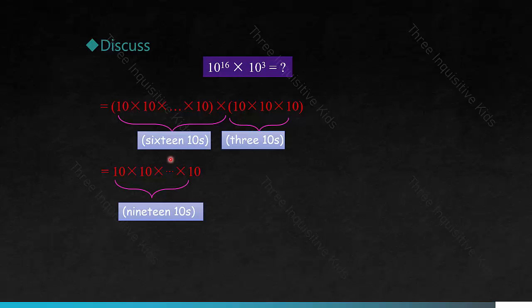And then what they did was they got rid of the parentheses, so it's an entire row of tens multiplied together. So in the end, there will be 19 tens, because 16 plus 3 equals 19. So it's 10 to the 19th power. So basically what we did was we did 10 to the 16 plus 3 power, and then we got 10 to the 19th power.